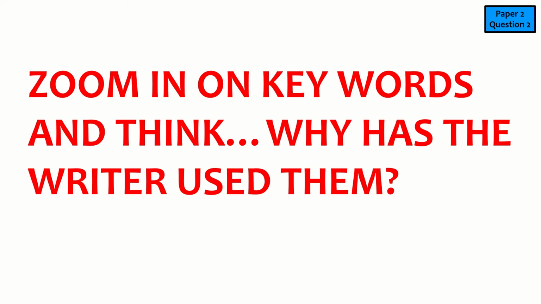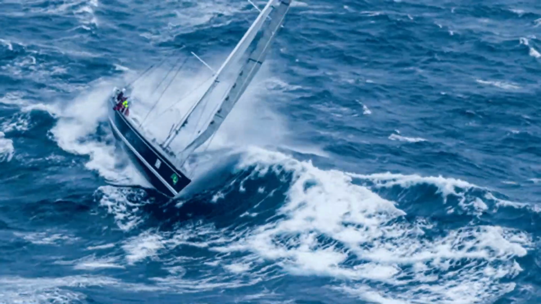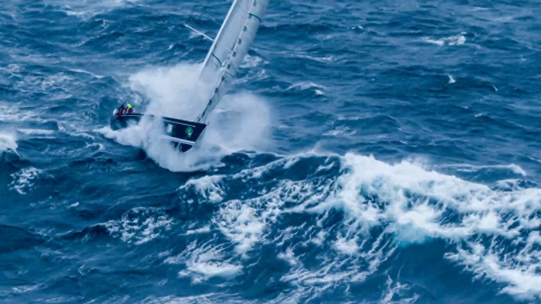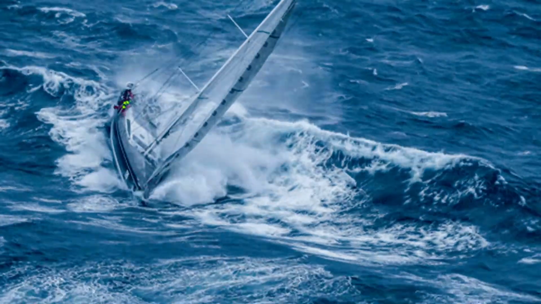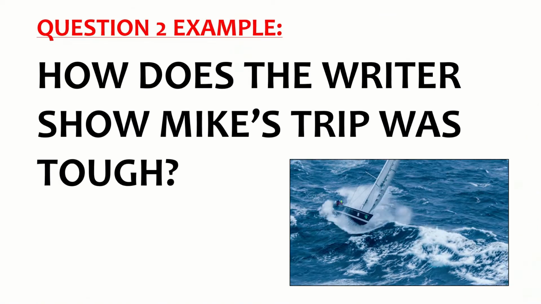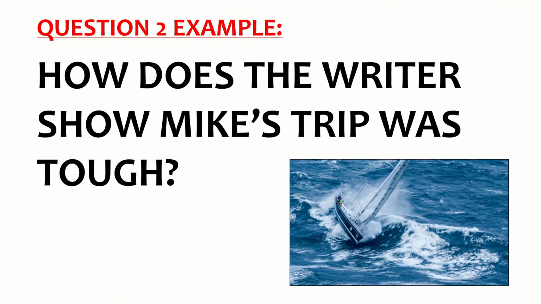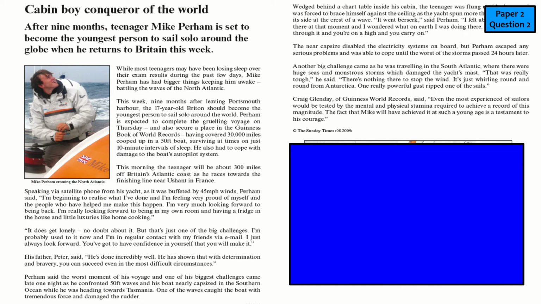So this question is all about zooming in on keywords and thinking why has the writer used them. So if we look at this example, this is an extract about a young boy. This is a real exam question. A young teenager, he broke the world record because he sailed around the world on his own. So the question would be, how does the writer show Mike's trip was tough? That is the question.